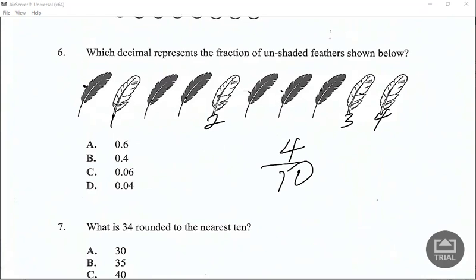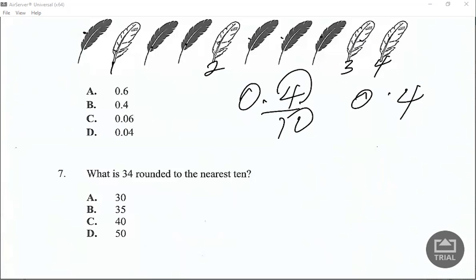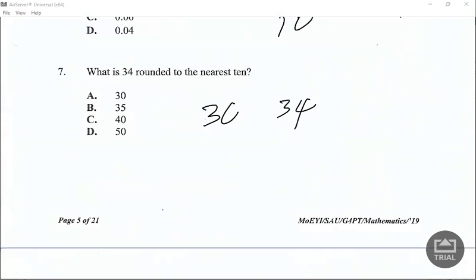Alright, let's look at number 7. What is 34 rounded to the nearest 10? Now 34, the nearest 10 is either 30 or 40. And of course, you only need to drop off the 4, so that would be 30.